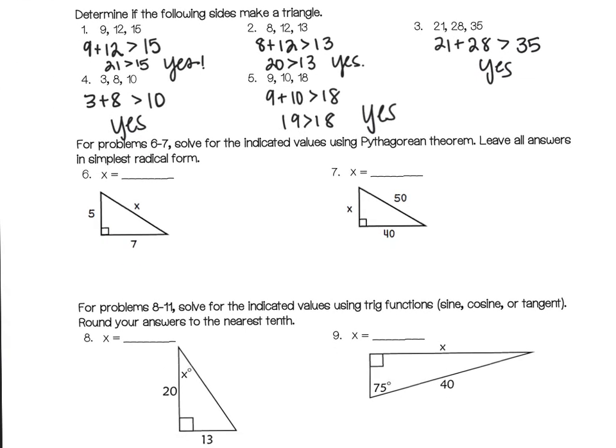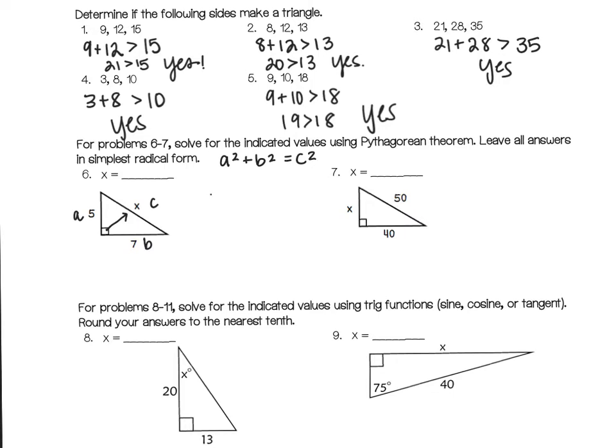For numbers 6 and 7, we're doing Pythagorean theorem. So remember, Pythagorean theorem is a squared plus b squared equals c squared. C is always going to be the hypotenuse. A and B can be interchanged. So I'm going to label like this. If you said that A was 7 and B was 5, we'll still get the same answer.